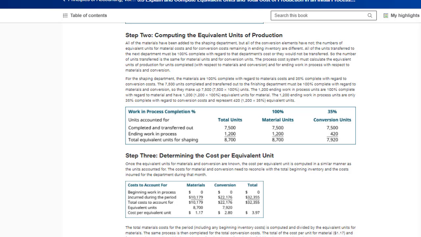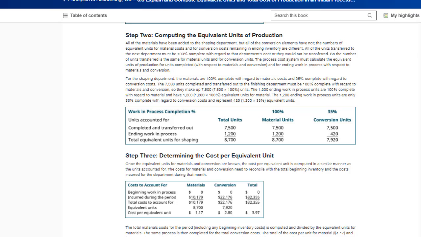How much? Well, look at the box at the end of step 2, computing the equivalent units of production. It looks like we worked on or processed 8,700 gallons of milk. It looks like we finished and sent out to the market 7,500 gallons. And at midnight, at the end of the day, there are still 1,200 gallons to continue to be processed and sent to market tomorrow.